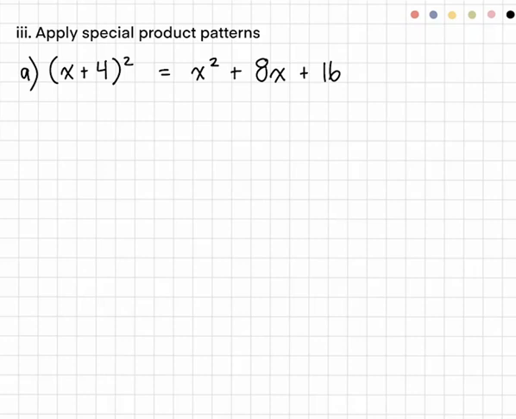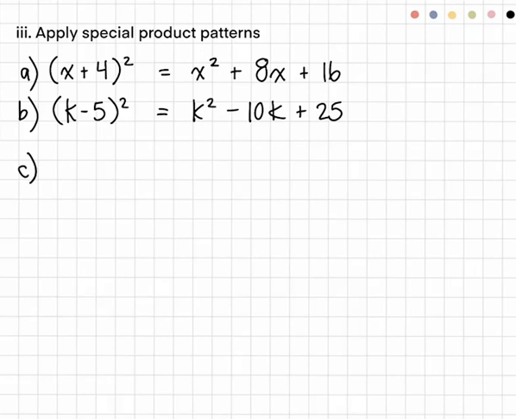Let's try another one. Let's do (k - 5) squared. Okay, step 1, square the first term, k squared. I know in my brackets I see a minus, so I know my middle term is going to be subtracted. Then I am going to multiply my terms together, so I'm going to get 5k, and then I'm going to multiply that by 2, which is going to give me 10k. And then I'm going to square my last term, which is going to give me plus 25.